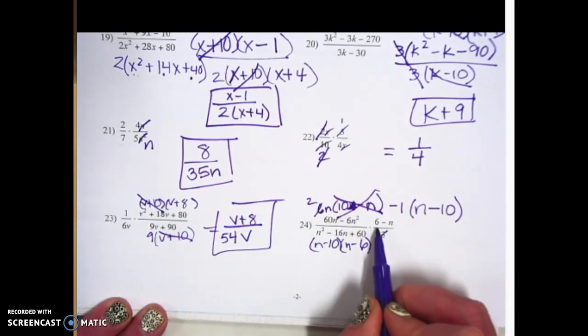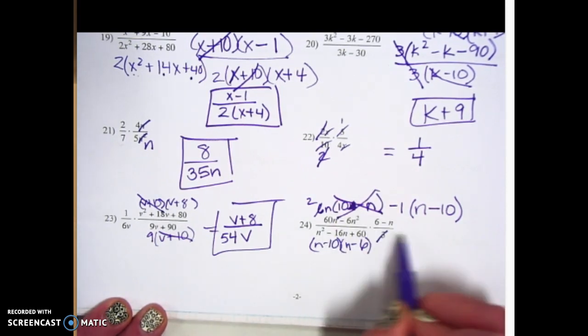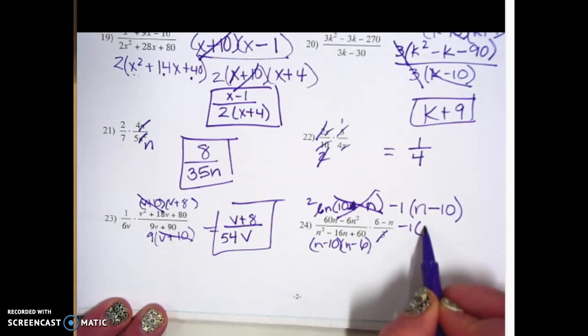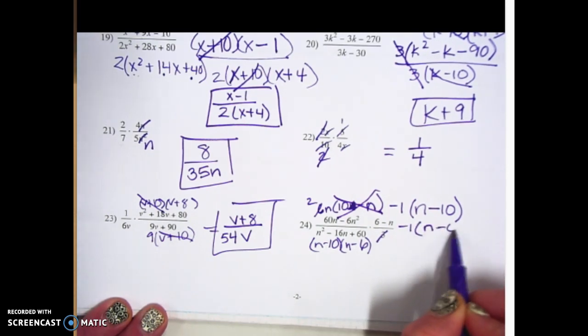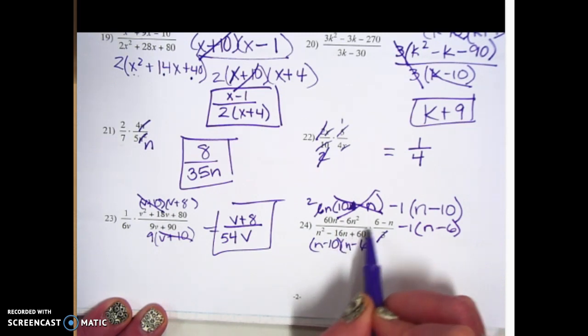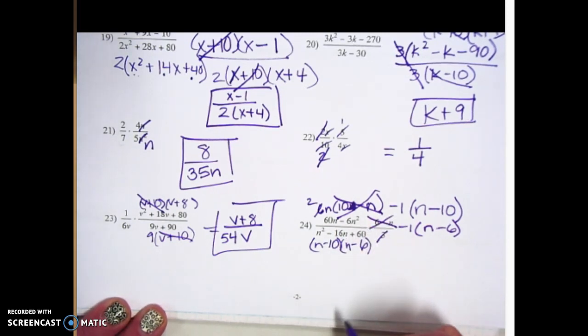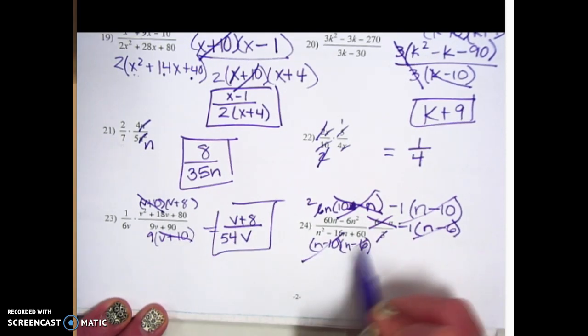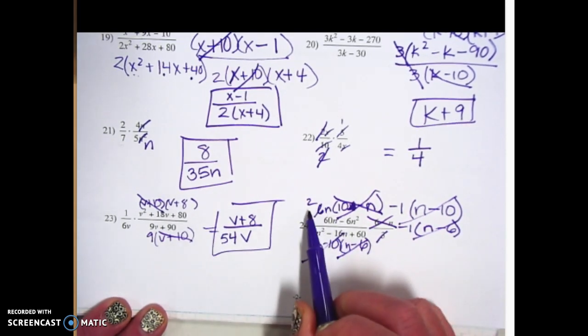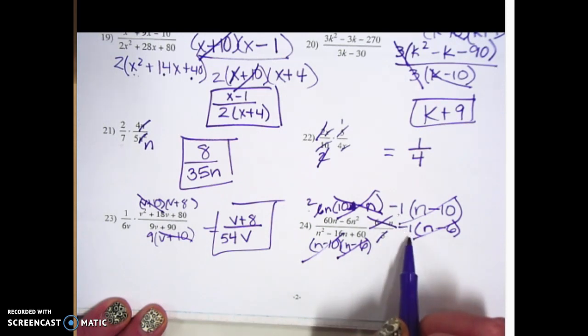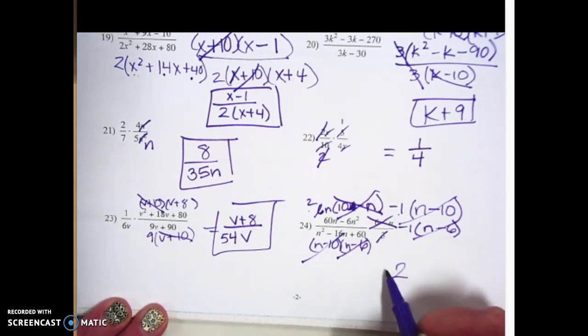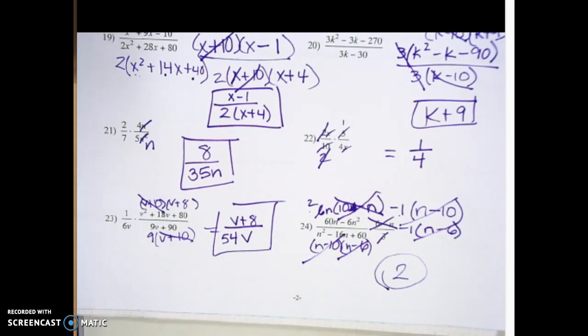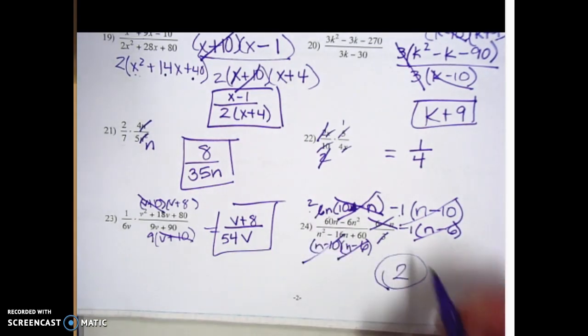I'm going to factor out a negative 1 out of this and make it N minus 10. And then same thing here. I'm going to factor out a negative 1 and make it N minus 6. Okay. And let's see. N minus 10 cancels with the N minus 10. The N minus 6 cancels with the N minus 6. And I've got 2 times negative 1 times negative 1, which is just positive 2. And that N, don't forget that N.